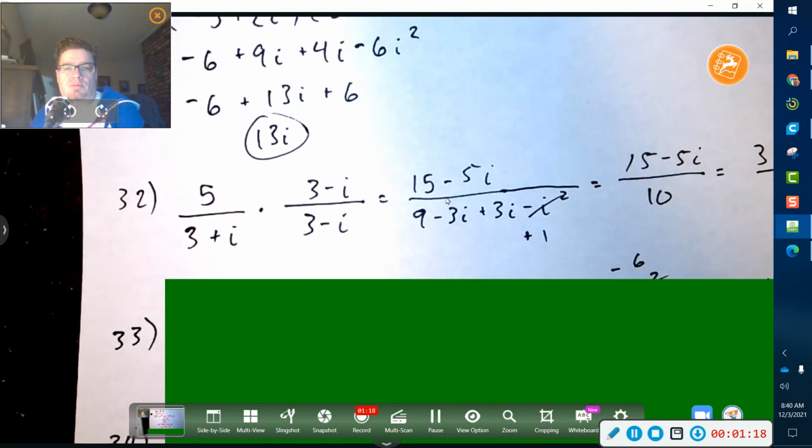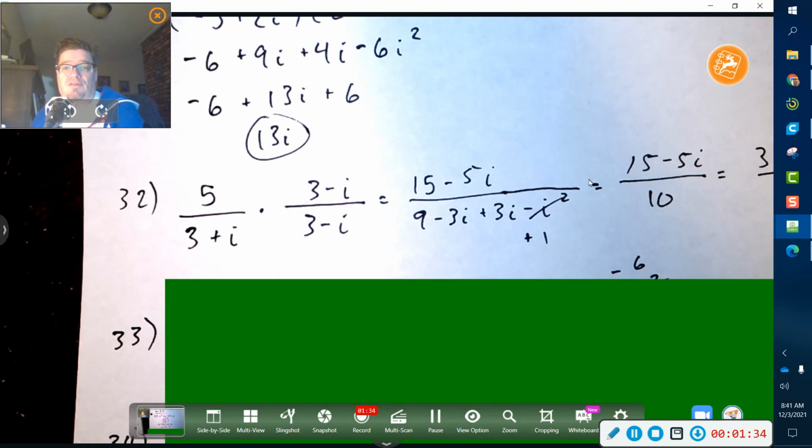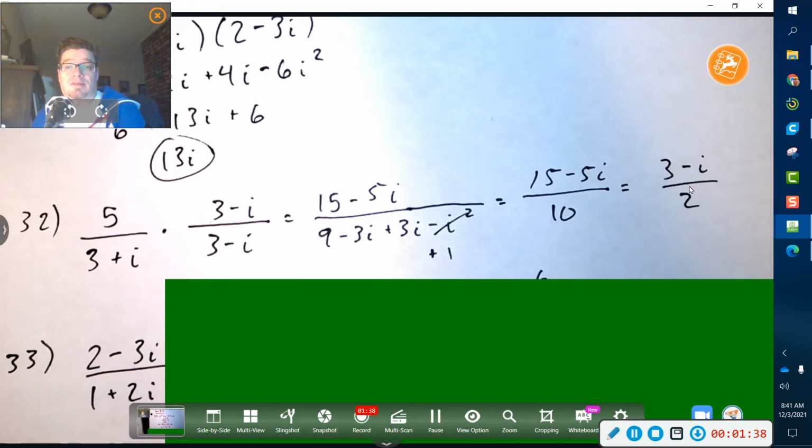And so we multiply going across. You can see that this becomes a +1. -i squared is actually +1. It doesn't just cancel. Okay, it doesn't go to 0. Anyways, we got 9 plus 1 is 10. These guys cancel out. And you've got 15 minus 5i stays that way. And you're going to go ahead and combine those. This is your final answer.